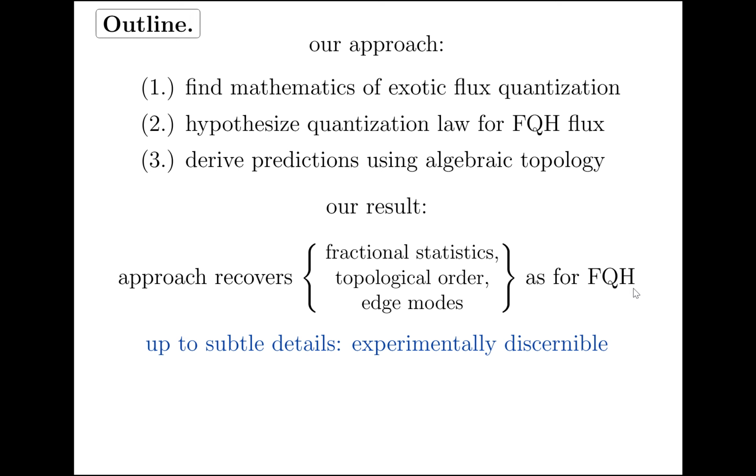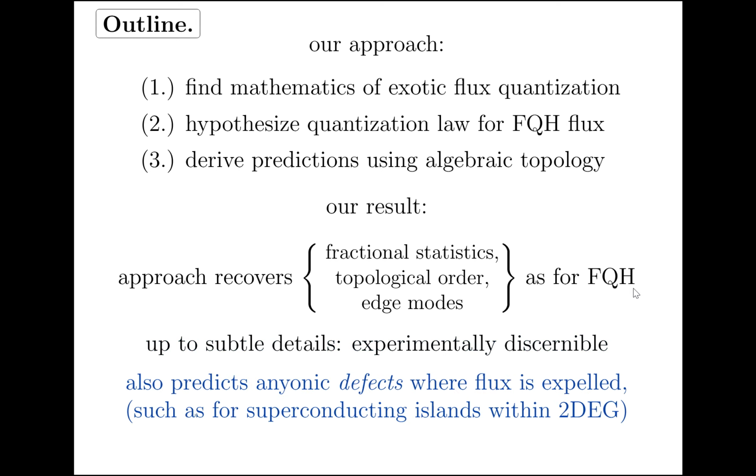If you ever manage to actually measure ground state degeneracy for an FQH system on the torus, then our theory would be experimentally discernible from the standard Chern-Simons effective field theory. But moreover, actually, our theory should predict something more.